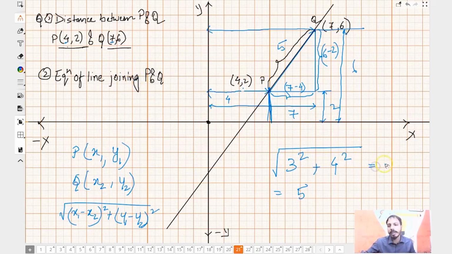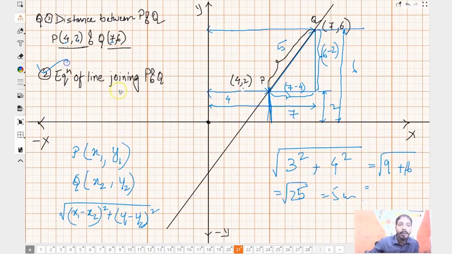So minus 3 whole square is 9, and similarly here y1 is 2 and y2 is 6. So y1 minus y2, that means 2 minus 6, that is minus 4, and minus 4 whole square is 16, right? And square root of this is nothing but square root of 25. So square root of 25 is 5 units, right? Now it doesn't matter if you write x1 minus x2 or x2 minus x1, because the square of this is the same. So this is the concept.